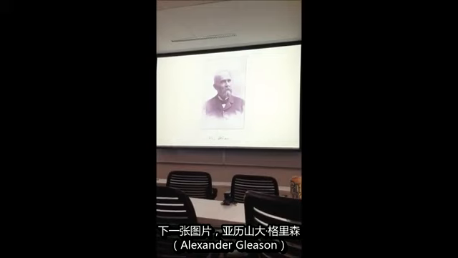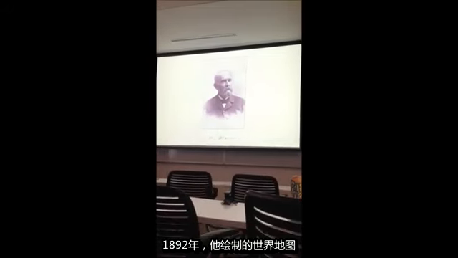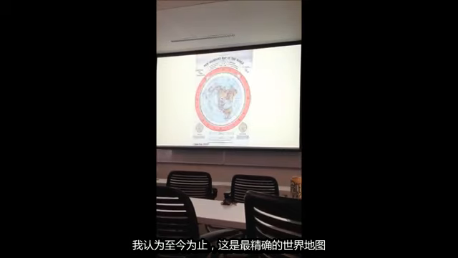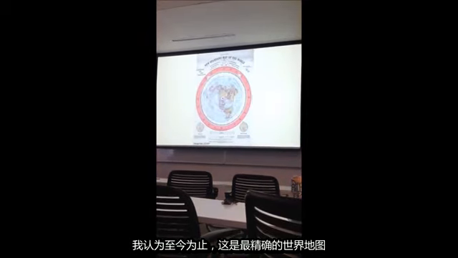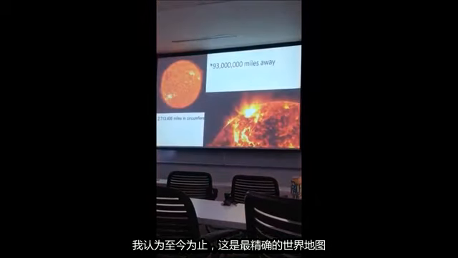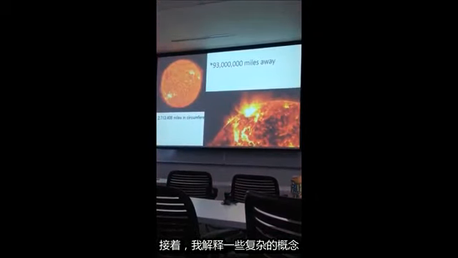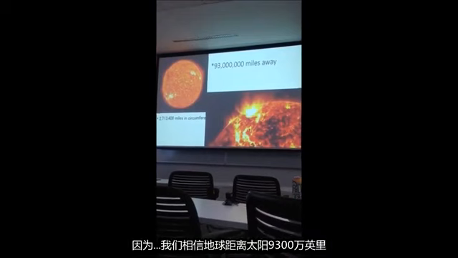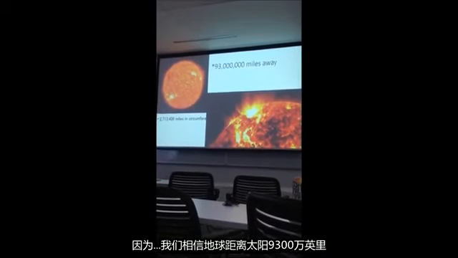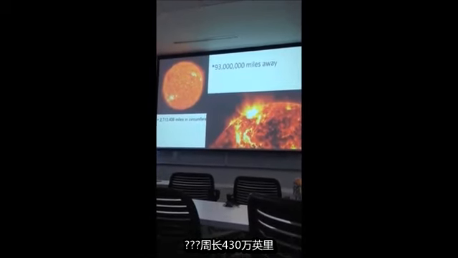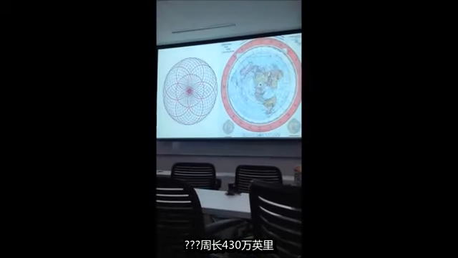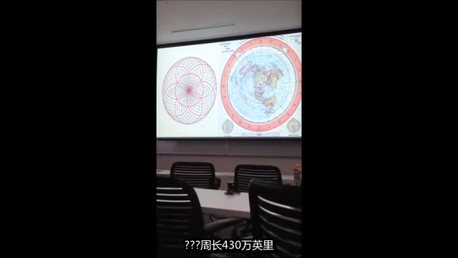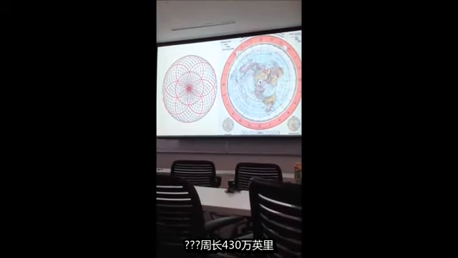The next map I'm going to be introducing today is Alex Peterson's 1892 map, which I believe to be the most accurate map of the Earth today. I'm going to have to explain a lot, it sounds like. Because, well, we know the Earth would be 93 million miles away, and then 4.3 million miles in circumference.